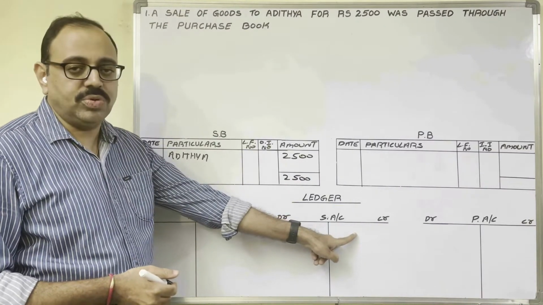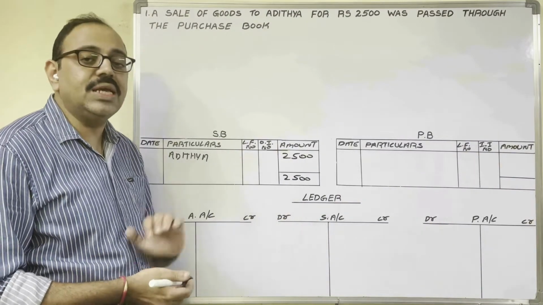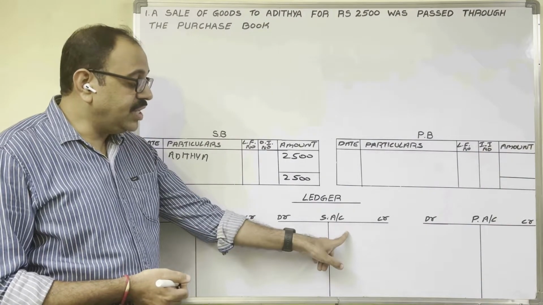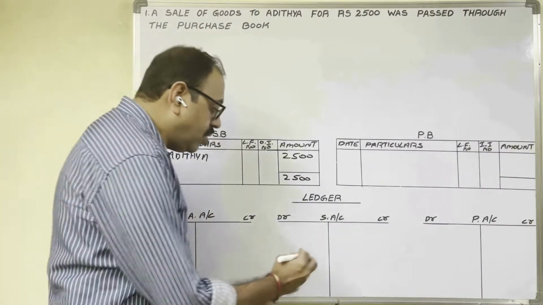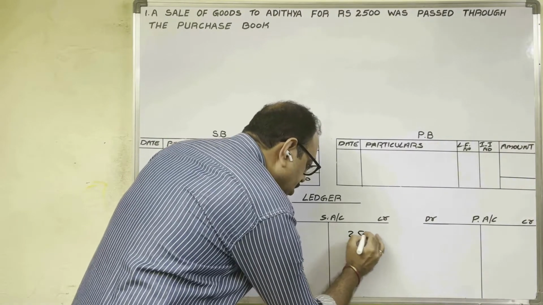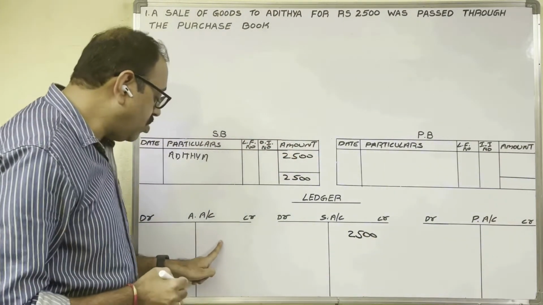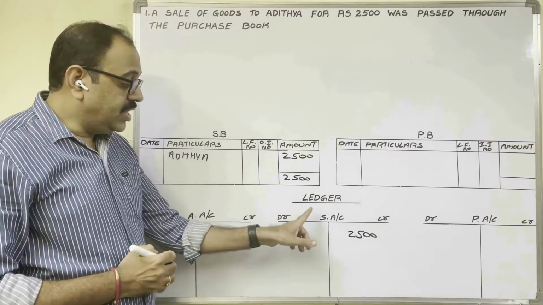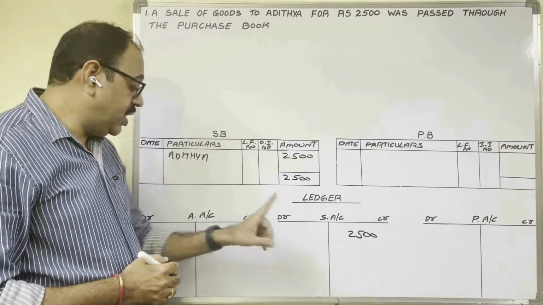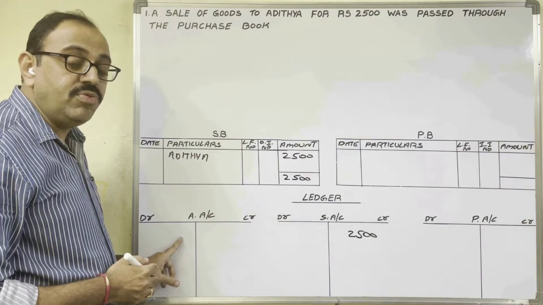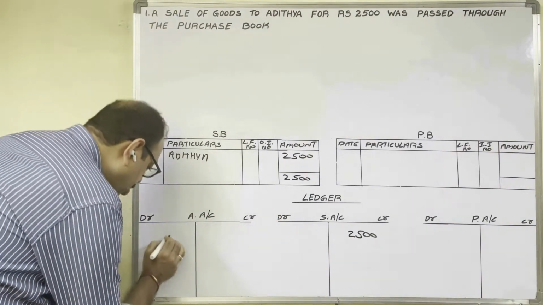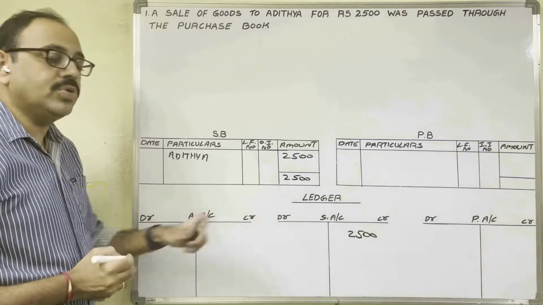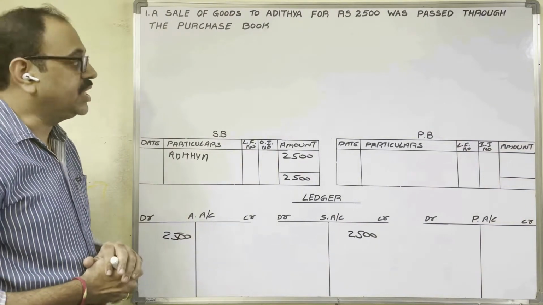In sales account, total 2500 on credit side we should post because sale is an income. Income shows a credit balance. Credit side, by sundries as per sales book, 2500 rupees. Next, in Aditya account, debit side we should post because as per double entry system, in sales account we credited, therefore in individual account, in customer's account we should debit this amount, 2500 here. Correct recording, correct posting.